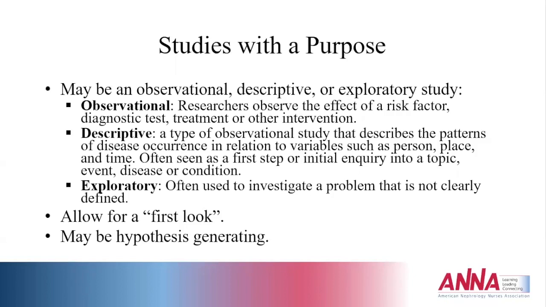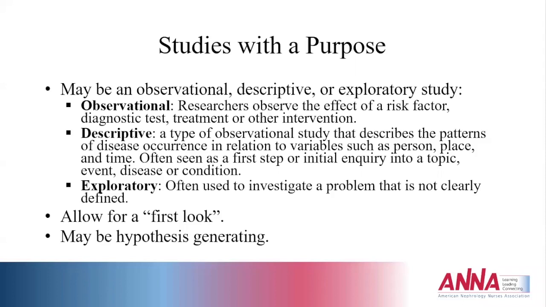So studies with a purpose, like I said, might be observational, descriptive, or exploratory. Observational research is researchers observing the effect of a risk factor. We know that diabetes and hypertension are huge contributors to end-stage renal disease. Let's just observe patients who have diabetes. What is it that they do that potentially leads them to have more renal failure? A diagnostic treatment or test or another intervention.